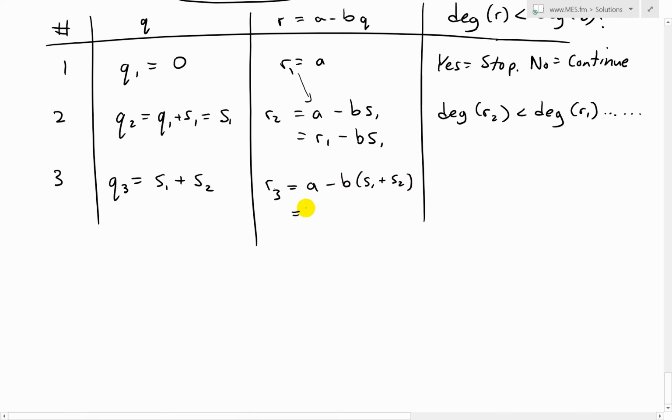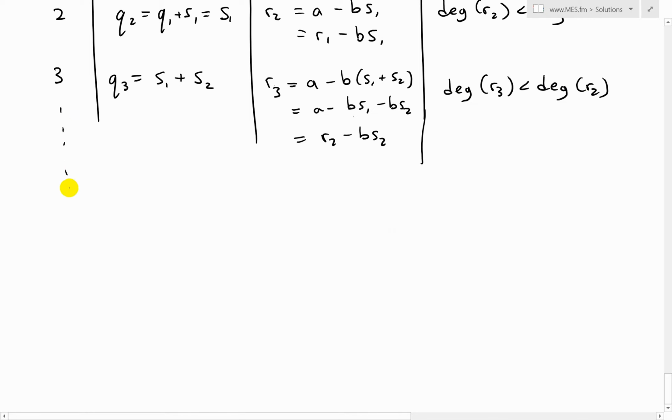So this one is just going to be A minus BS1 plus or minus BS2. So this BS1, this is just our R2. This just equals to R2 minus BS2. So we always subtract. So then the R3, it's always going to be the previous R minus the B times S, and then the S2, or the previous one. And then here as well, we have degree of R3 is less than degree of R2, and so on.